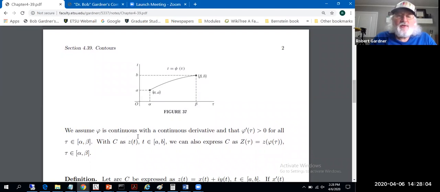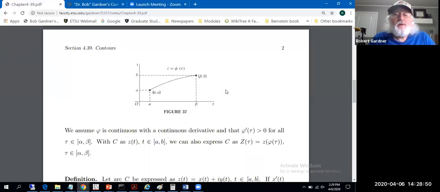We're going to assume phi is continuous and has a continuous derivative. And this will have some physical meaning: phi prime of tau is greater than 0. So what we've got here is a t-axis, where t ranges from a to b. We've got a tau axis, where tau ranges from alpha to beta. Phi of alpha equals a, so we get this point here. Phi of beta equals b. And what we're doing is dealing with a function of a parameter versus the contour itself. This is not the complex plane. This is the tau-t Cartesian plane.